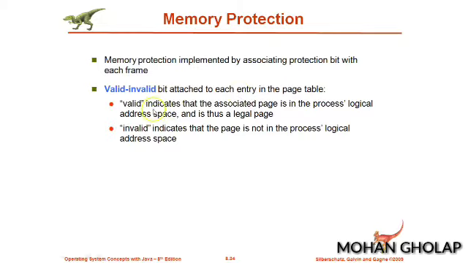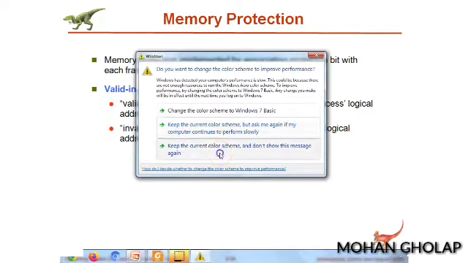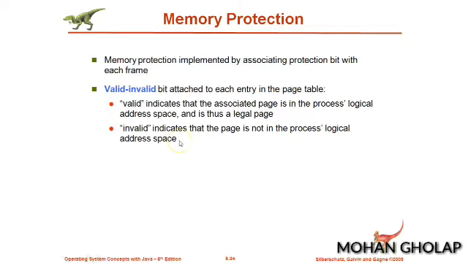The valid bit indicates that the associated page is in the logical address space and thus a legal page, which means the process is able to access that particular page. But if the bit is invalid, that indicates that the page is not in the logical address space of that process, and hence it's not a legal page, and the process cannot use that particular page. So let us see how this is implemented.